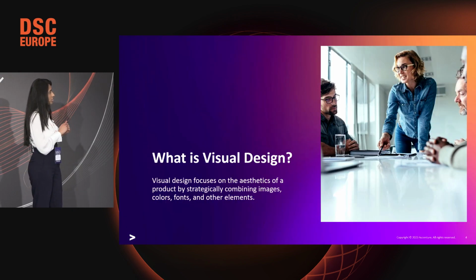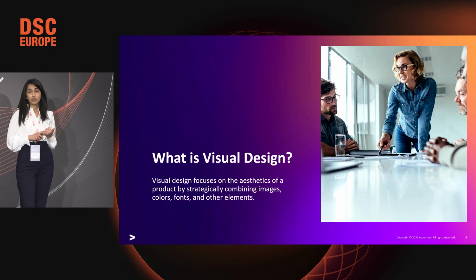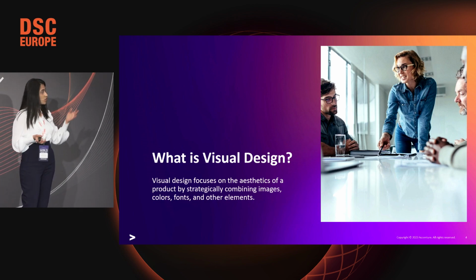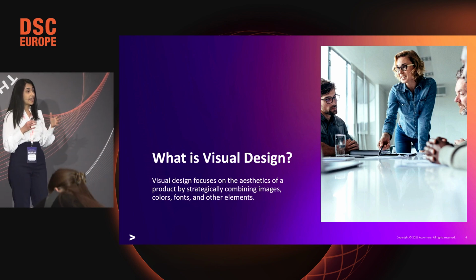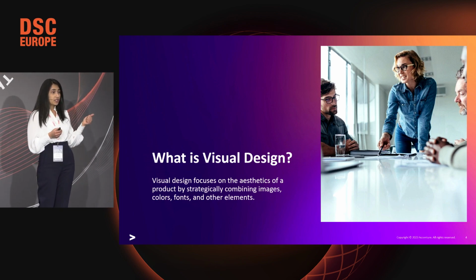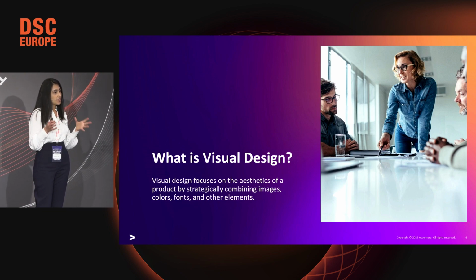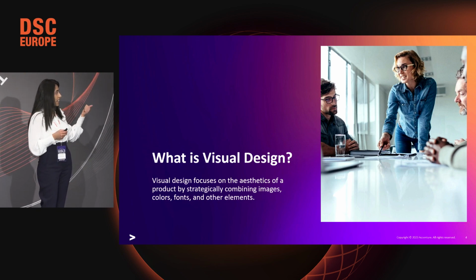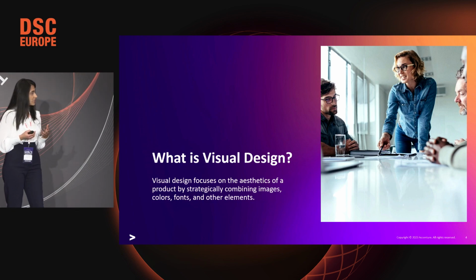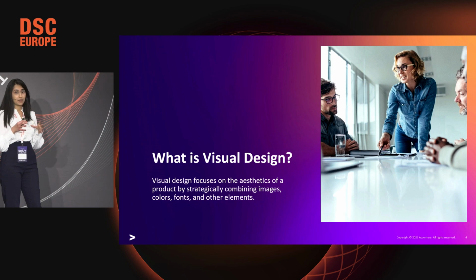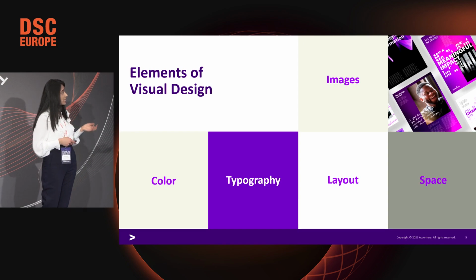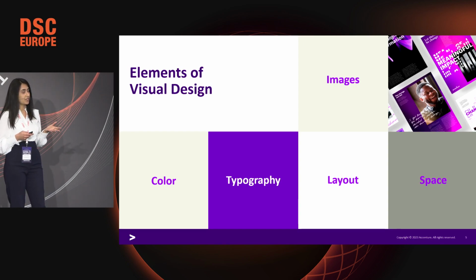So let's start with the first one. Before that, it is crucial to understand what visual design is. Visual design focuses mainly on the aesthetics of the product, and our product here is our dashboard. Whatever dashboard we are developing is our end product. It tries to improve these aesthetics by strategically combining and placing its different elements. Which elements, you may ask? Elements are images, color, typography, layout, and also space, like where you want these dashboards to be placed: is it in a 2D space or a 3D space?